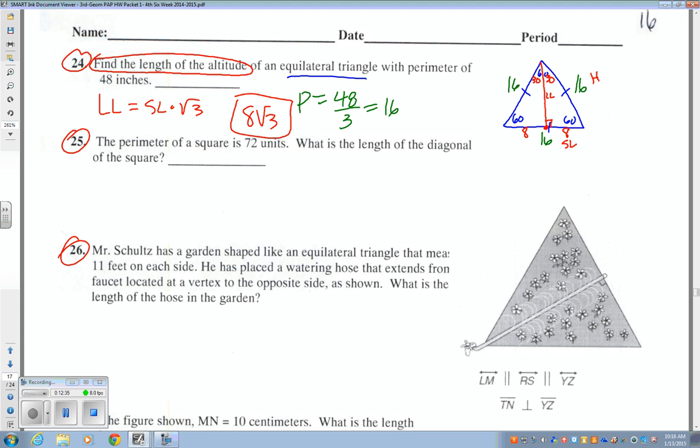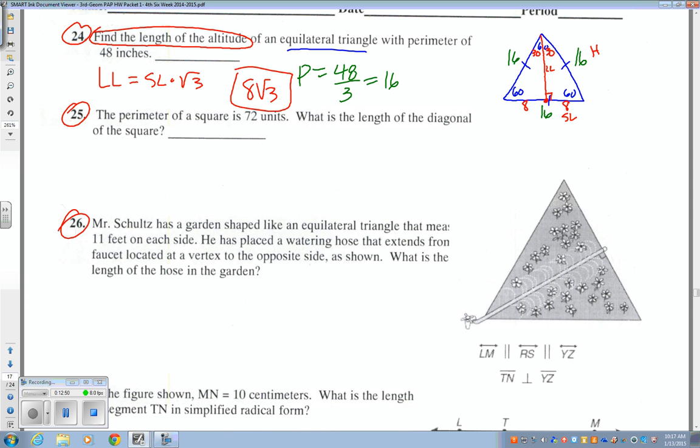All right, so I want you to use your knowledge, use the same type of setup for number 25, because on 25, you now have a square. One of them is going to be equilateral on your test, and the other one's going to be a square. Since the perimeter of the square is 72 inches, what is the length of the diagonal? This is what we're trying to find. So you're going to have to draw a square.